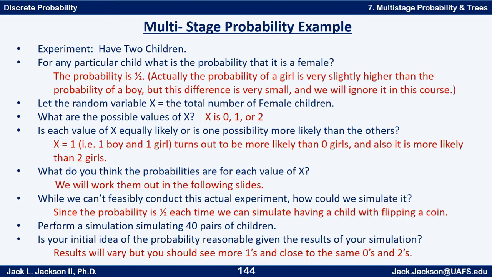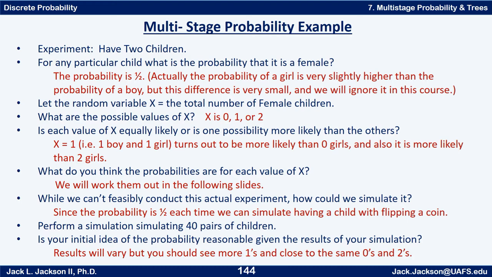And X is the total number of female children when you're having two children, so X is either 0, 1, or 2. If you're only having 2 children, you can't have 3 females. You can't have 1.5 or something. So it has to be 0, 1, or 2. Is each value of X equally likely, or is one possibility more likely than the others? It turns out that X equals 1, in other words, 1 girl, and of course that'd be 1 boy, turns out to be more likely than having 0 girls, and it's also more likely than having 2 girls. We'll see exactly what it is in a little bit.